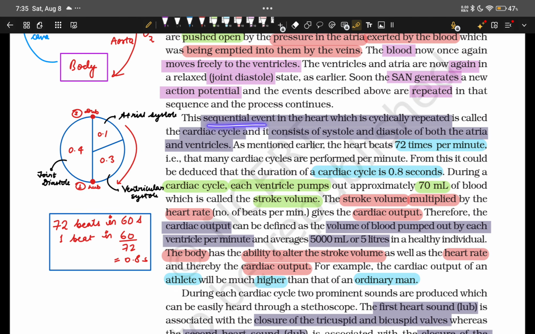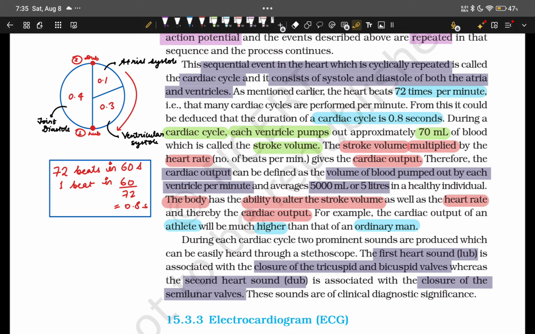The sequence of events in the heart which is cyclically repeated, this one cycle, when it's repeated again and again, is called the cardiac cycle. It consists of systole and diastole of both atria and ventricles, right? The heart beats 72 times per minute. So 72 beats take place in a minute, which is 60 seconds, so one beat will take 0.8 seconds. That's why we were saying the total cardiac cycle takes 0.8 second to occur.